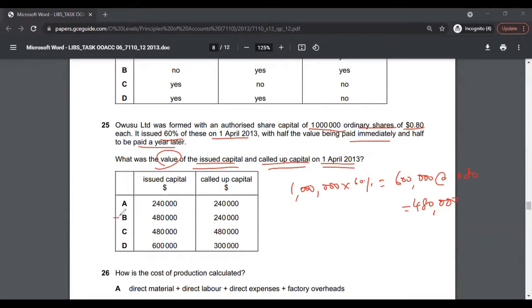Again, it's either B or C. It's not A or D. We are at 50-50. Now, the question also says half of which is going to be paid immediately and half has to be paid later. So half of 480,000 is actually 240,000. So 240,000 is the called up capital. Therefore, the answer to multiple choice 25 is option B.